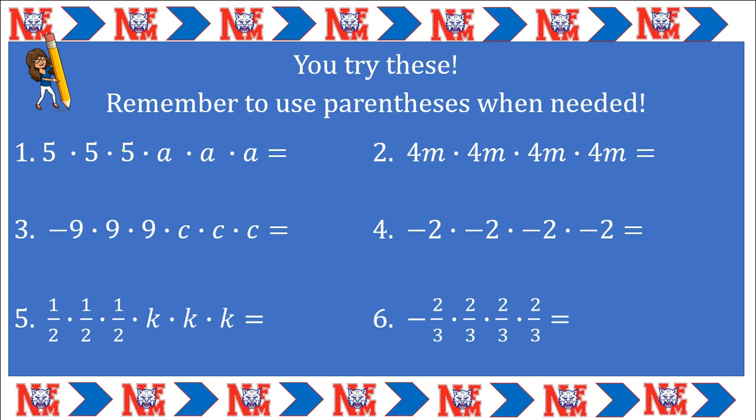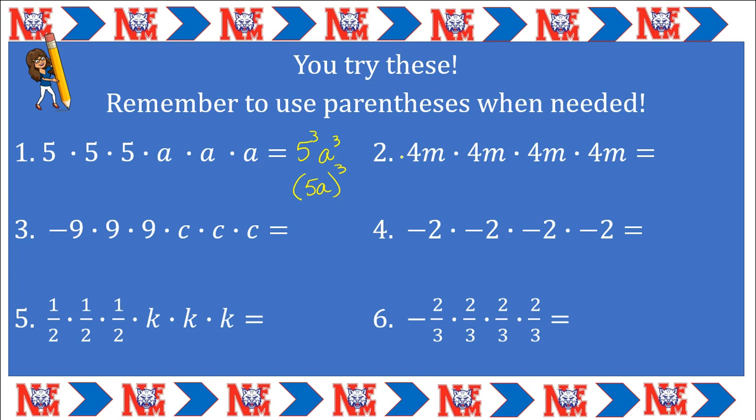Okay, on number 1, there's a couple of ways we can write it because we have 3 5's and 3 a's. So you could say 5 to the third times a to the third. Or you could group it together and say 5a to the third because multiplication is commutative. You can write it in this order or this order.